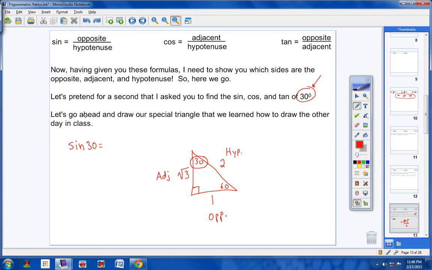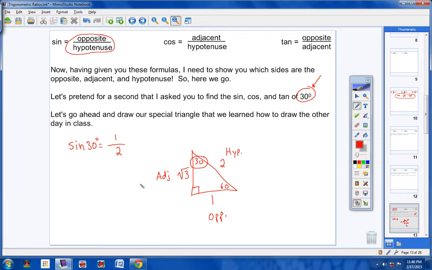Got it? So let's go ahead and find the sine of 30. Are you ready? It's going to be opposite over hypotenuse, so 1 over 2. That's it. You just found the sine of 30 degrees. The sine of 30 degrees is 1 over 2. How do I know that? Because here's the formula. Opposite over hypotenuse.